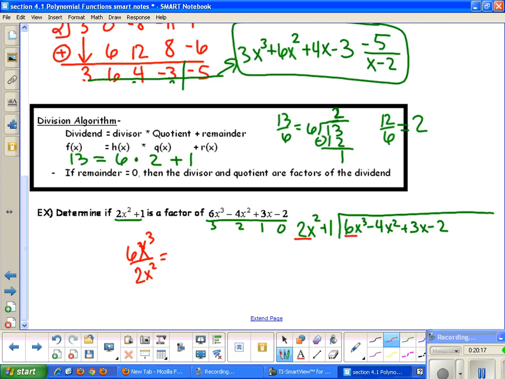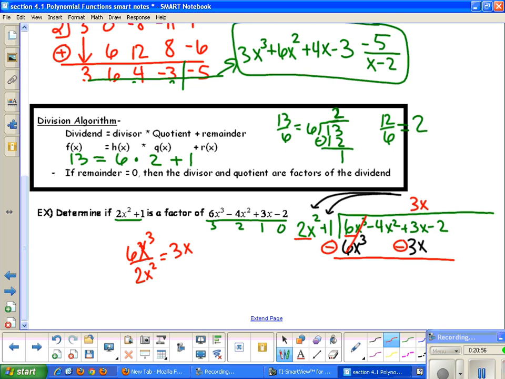6x cubed divided by 2x squared. 6 divided by 2 is 3, and x cubed over x squared gives me just x. So I have to line that up where it goes, and so this goes over the linear terms. Now I take that number and I multiply it by the 2 and by the 1. So 3x times 2x squared gives me 6x cubed, which we did on purpose. And then 3x times the 1 gives me 3x, and I have to line it up with this term, which is right here. Now remember, we are going to change our signs.